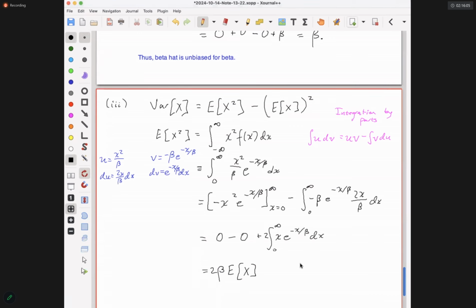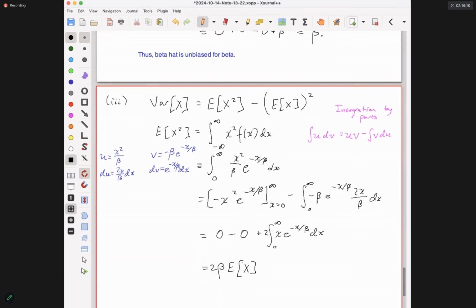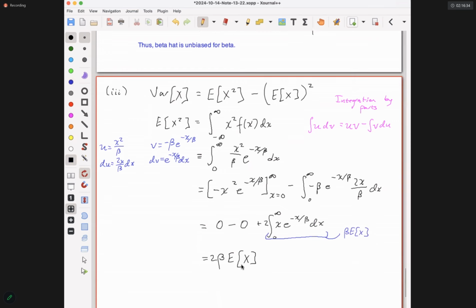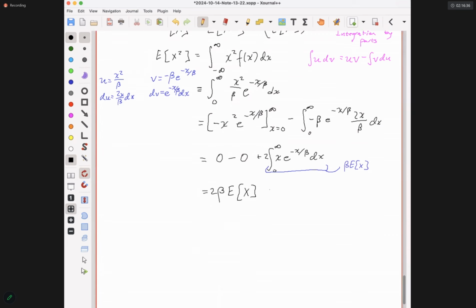Oh, no. This is fine. Because we're not looking at the variance yet. We're just looking at the expectation of x squared. So this thing here is equal to beta times the expectation of x, that's where we get this. And so then this is 2 beta squared.